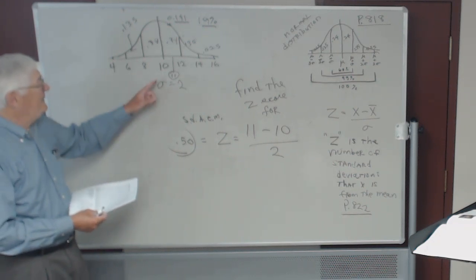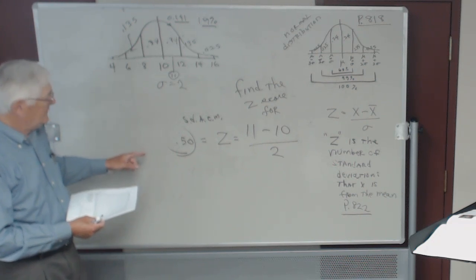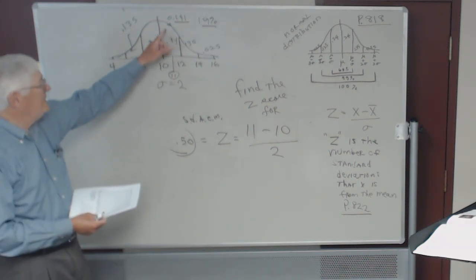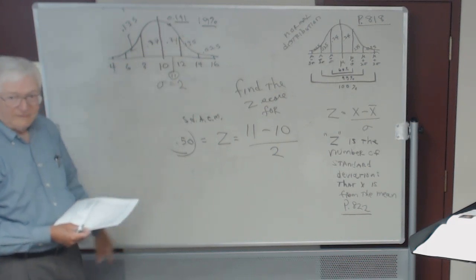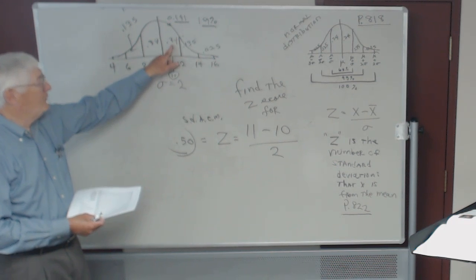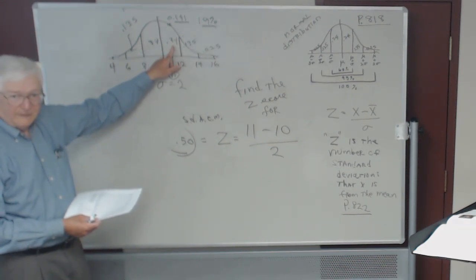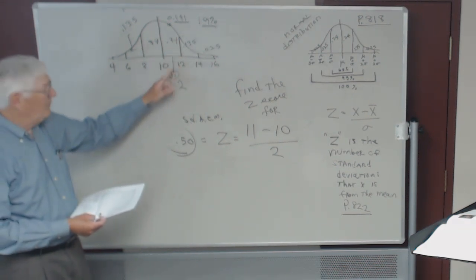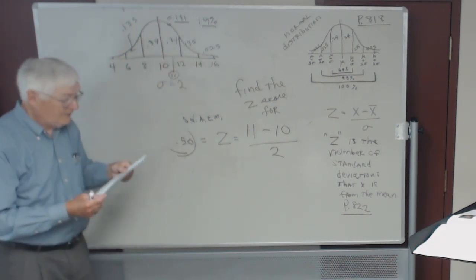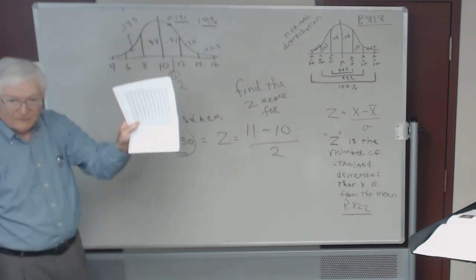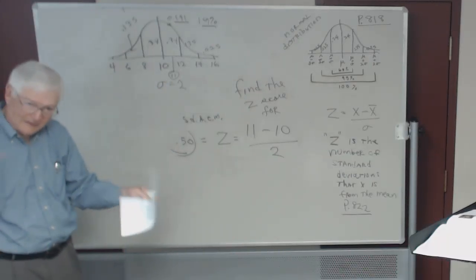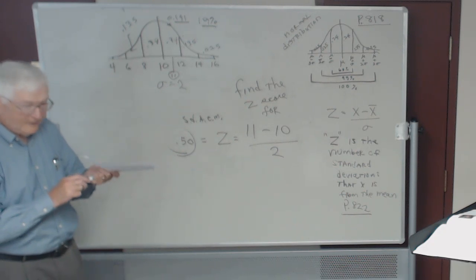So, how many students are going to score between 10 and 11? 19% of them. How many are going to score between 10 and 12? 34% of them. So, when you're looking for percentages between these numbers, you use that table from the back of your book that I just copied so you wouldn't have to keep flipping back there all the time to look at it.